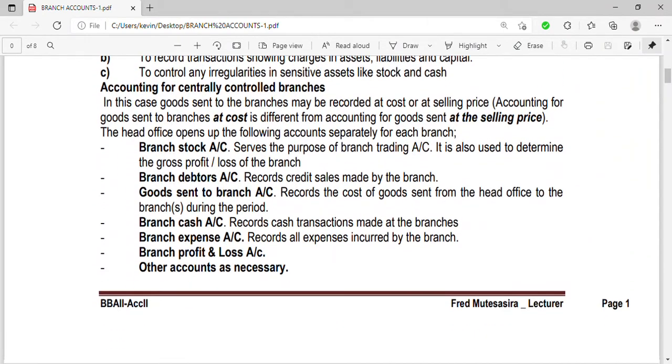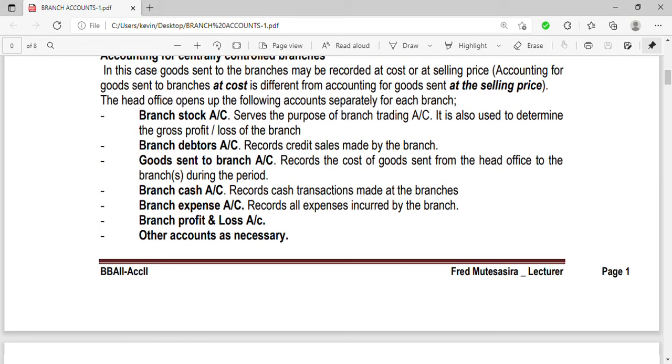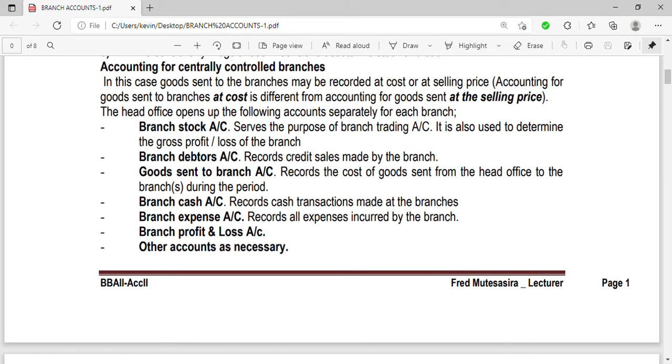Let's first look at accounting for centrally controlled branches. In this case, goods sent to the branches may be recorded at cost or at selling price. Remember, we are looking at centrally controlled branches where we said the accounts are maintained by the head office. So goods may be recorded either at cost or at selling price.